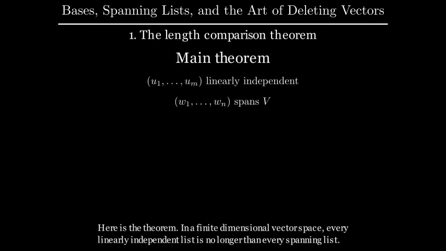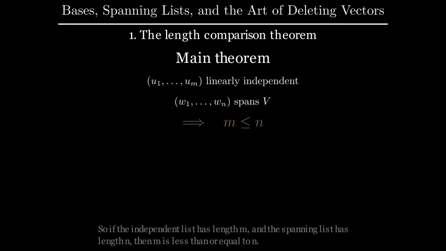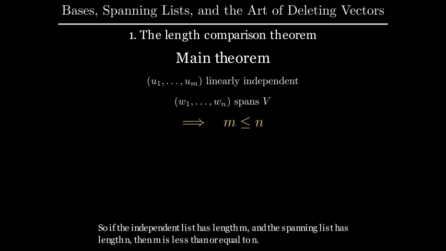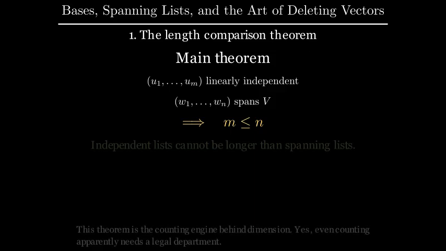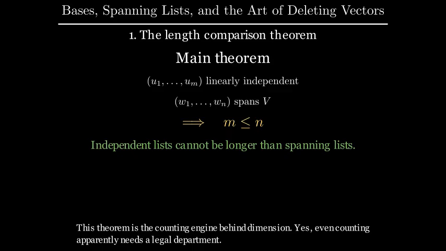In a finite-dimensional vector space, every linearly independent list is no longer than every spanning list. So if the independent list has length m, and the spanning list has length n, then m is less than or equal to n. This theorem is the counting engine behind dimension. Yes, even counting apparently needs a legal department.